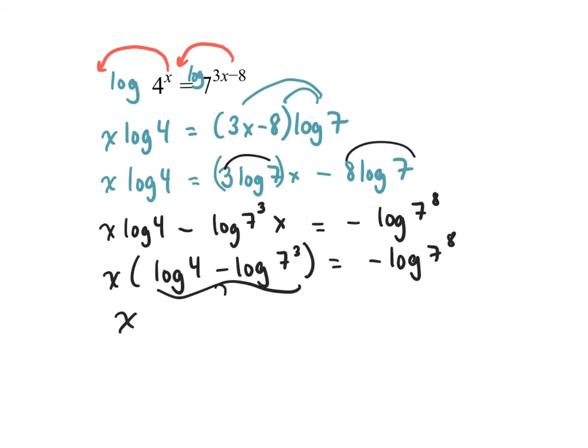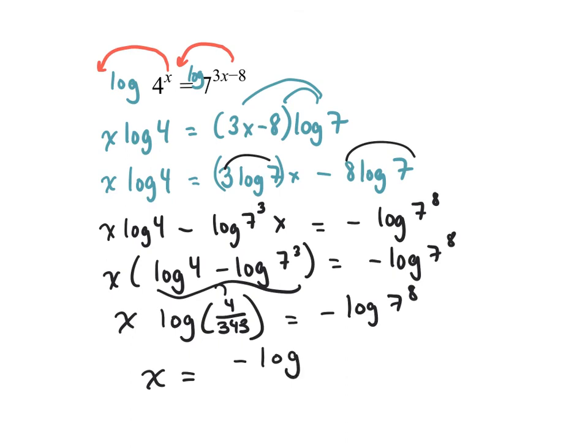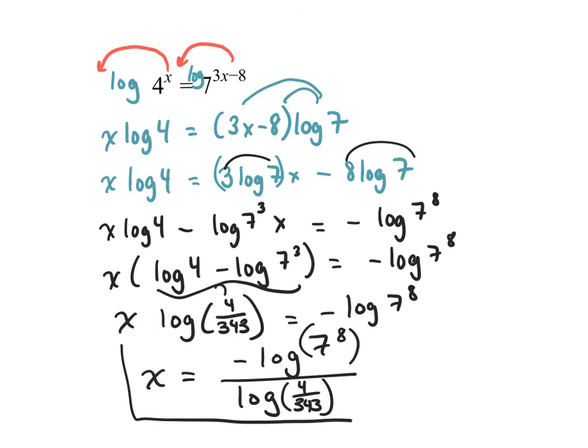So putting these two together, since they're subtracted, this is going to be log of 4 over 7 to the third. 7 to the third is 343, equals negative log of 7 to the 8th, and they'll just divide out. So x is going to equal negative log of 7 to the 8th all over log of 4 over 343. So really powerful when you do not have the same base, you can take the log and you just use the properties.